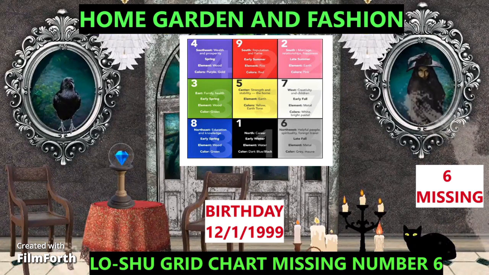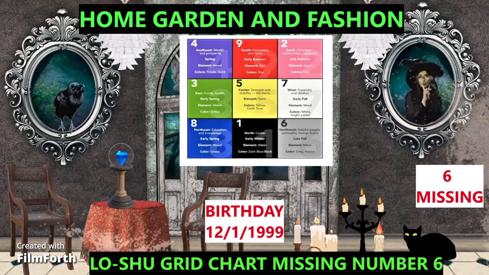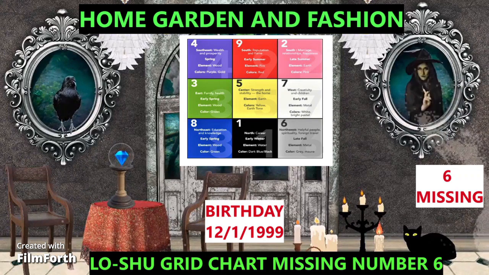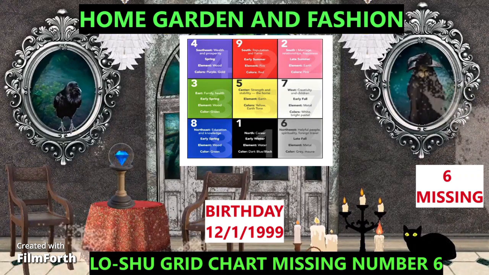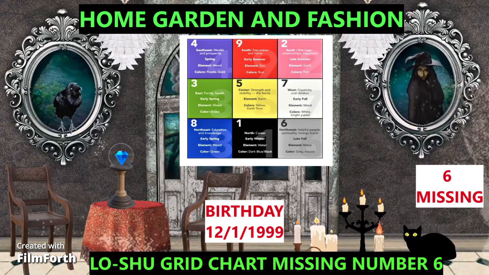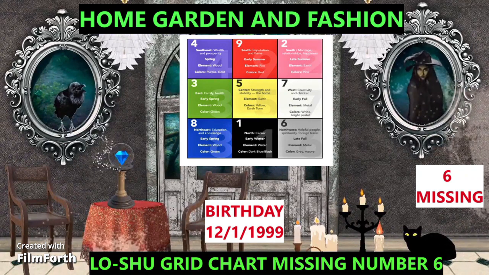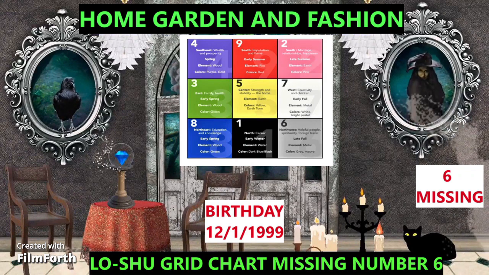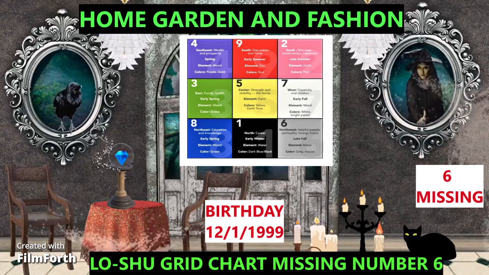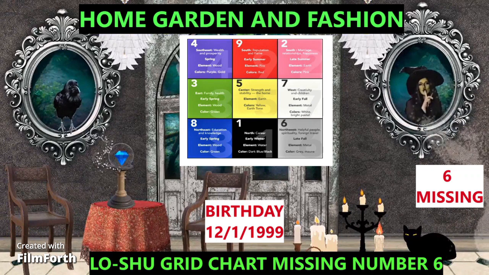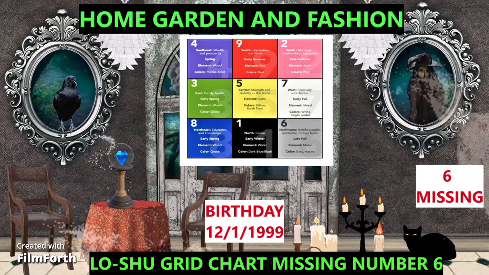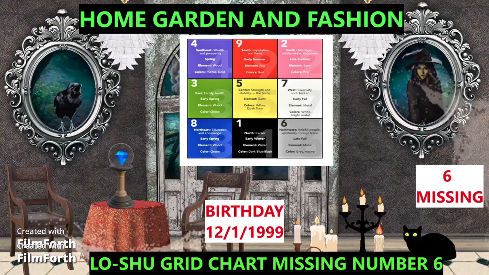Today we're going to talk about the Lo-Shu grid chart, and what happens when a number is missing. We're doing the number 6 today. When number 6 is missing, what are the effects? We're just giving an example. How do you know number 6 is missing?